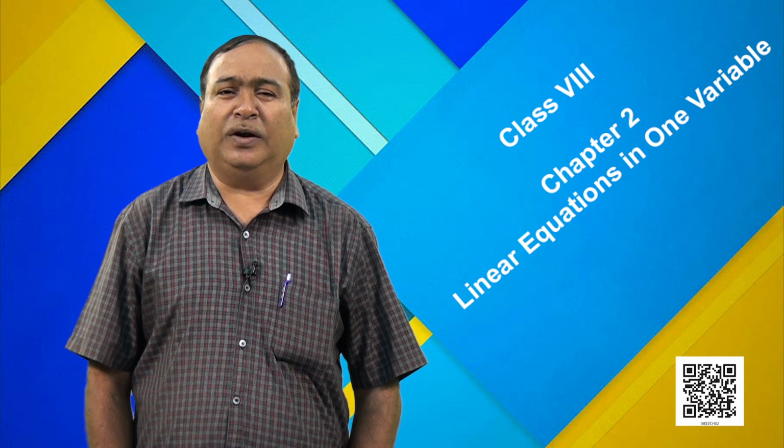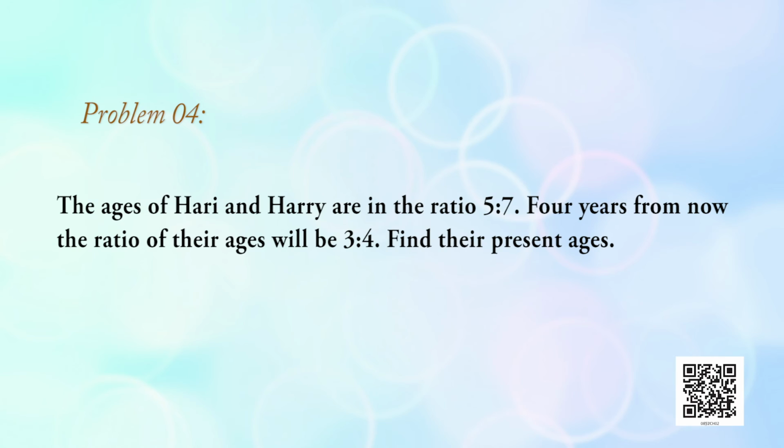Let us solve one word problem with this situation. The problem is like this. The ages of Hari and Harry are in the ratio 5:7. 4 years from now, the ratio of their ages will be 3:4. Find their present ages.